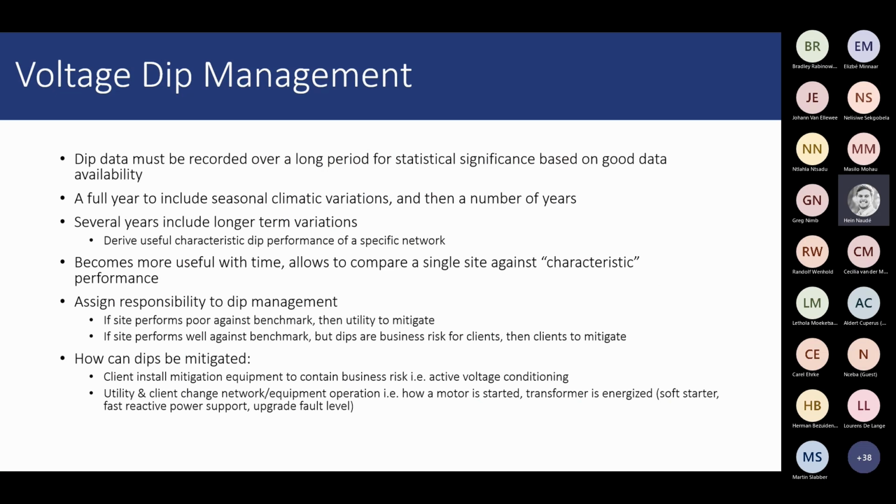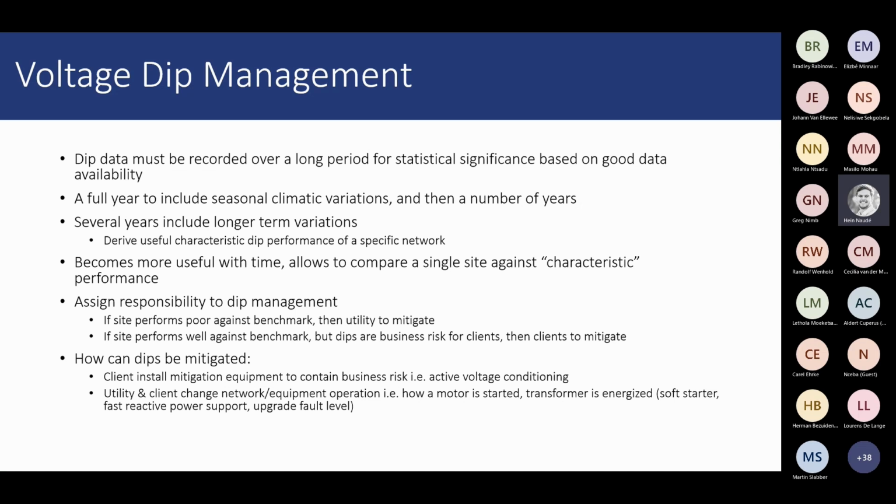Okay, so just to talk a bit about voltage dip management, dip data must be recorded over a long period for statistical significance based on good data availability. Very important, if you have power quality analyzers installed, to ensure that your data availability is high. That's just to make sure that you have an accurate representation of your network over time. If there are big gaps of data, periods or months, then it becomes less accurate. So in a full year, you include seasonal factors, and several years will obviously help you to get a useful characteristic dip performance of that network. Okay, I mentioned that already.